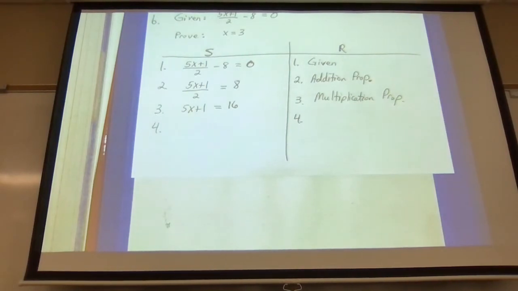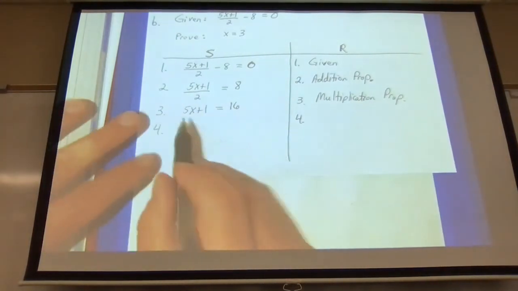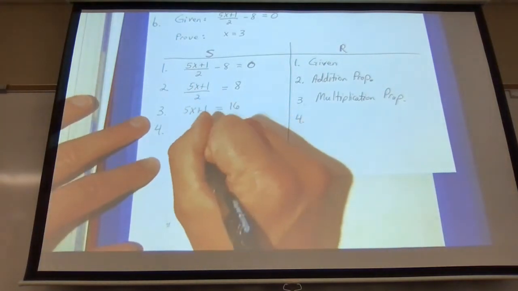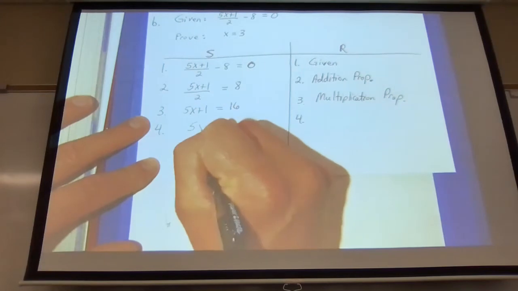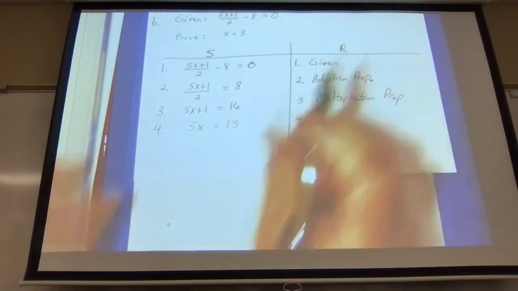If we were going to solve this equation, Maria, what would you do next? Subtract 1 from both sides. So sometimes they'll show the minus 1 on both sides, sometimes they won't. This time we're not going to. Let's subtract 1 from this side, you're left with 5x on the left. 16 minus 1 is 15.